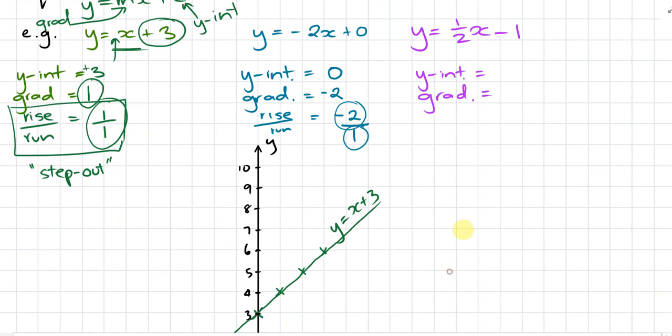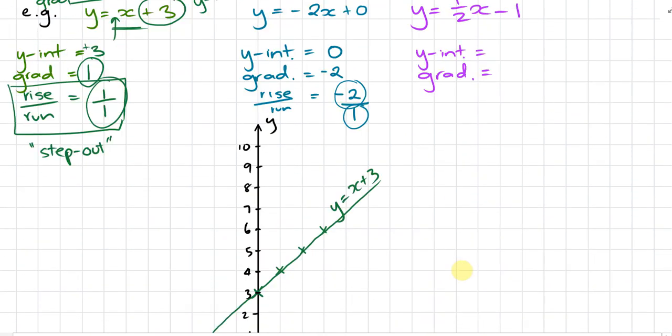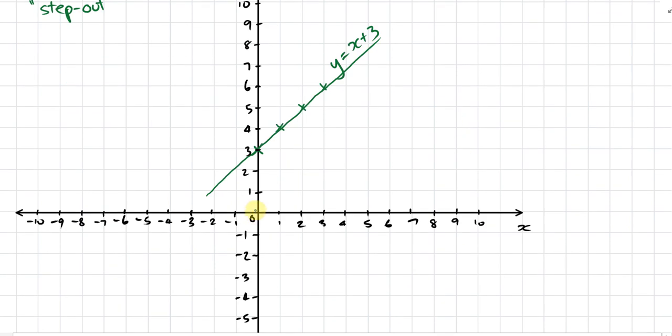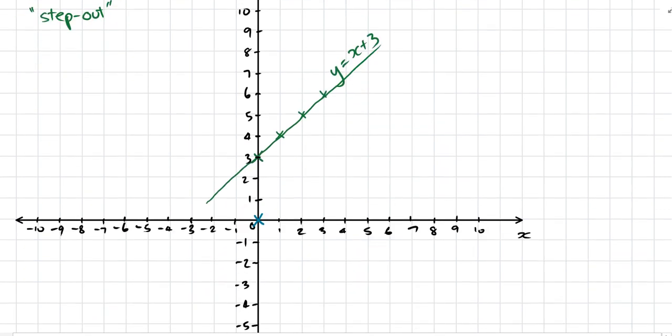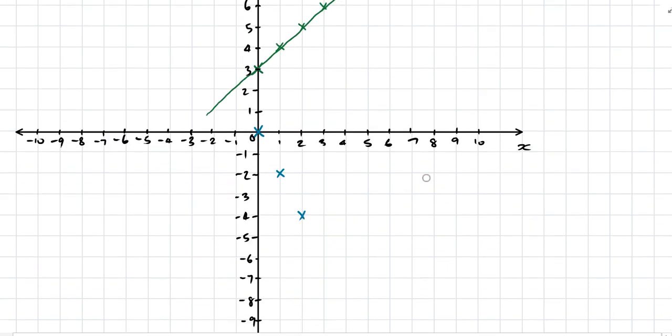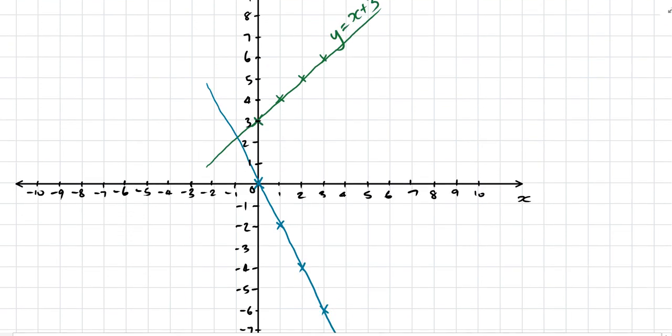So let's draw this line. The y-intercept is 0, which is there, and my gradient is negative 2 over 1. So rise over run. In this case I'm going down, so down 2 and across 1 to the right. Down 2 and across 1. Down 2 and across 1. And so my line would look like this. Of course it would be straighter than that. And that is y equals negative 2x.